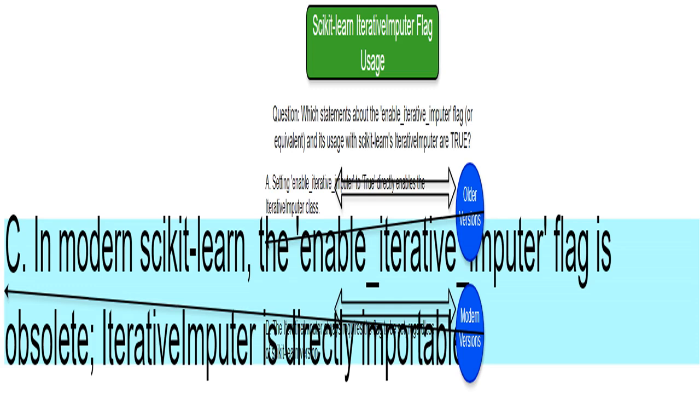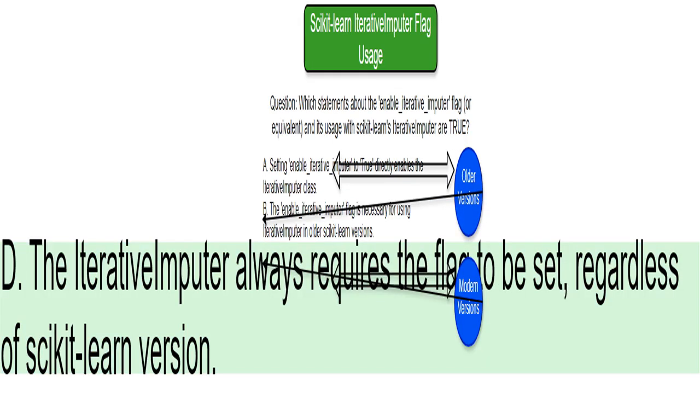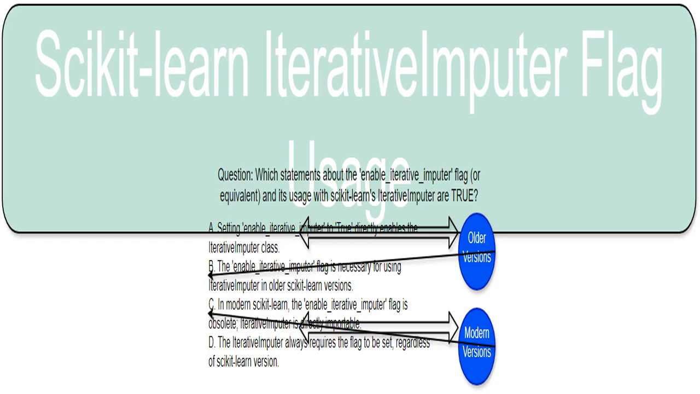This is also true. The enable_iterative_imputer flag, or any similar setting, is unnecessary in newer Sklearn versions. The class is readily available, just like the latest and greatest features in a newly updated game. This statement is false. The iterative imputer's access requirement depends on Sklearn's version, just like some video game features are exclusive to certain consoles or require particular expansion packs. No more gatekeeping. This question tests whether you understand how iterative imputer changed over time in scikit-learn.